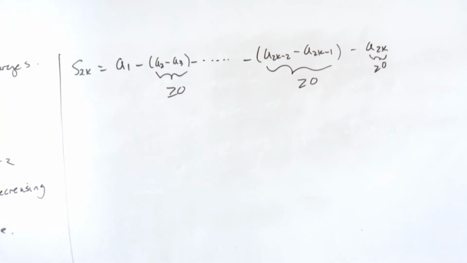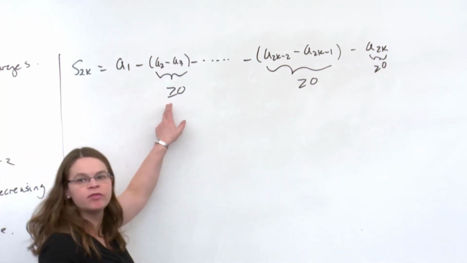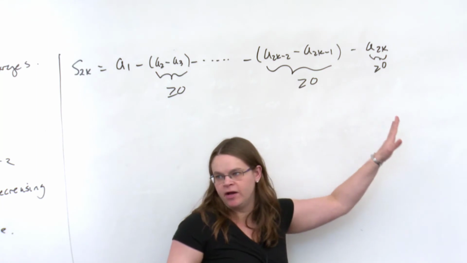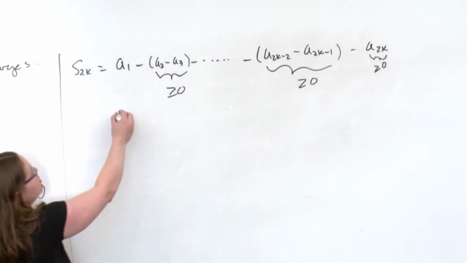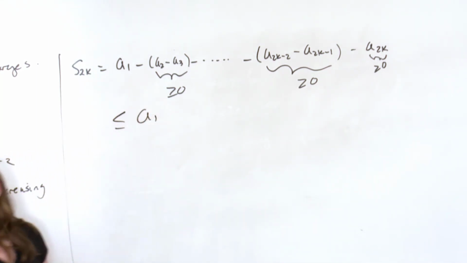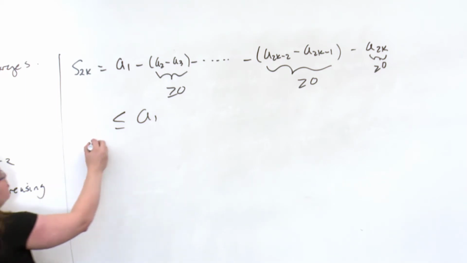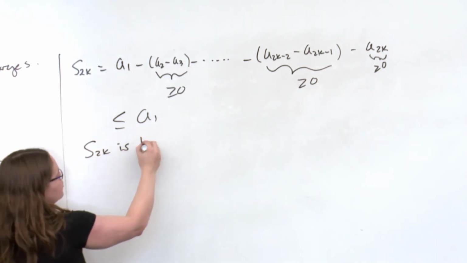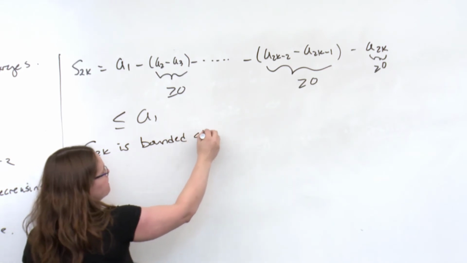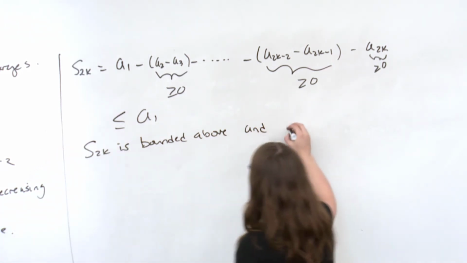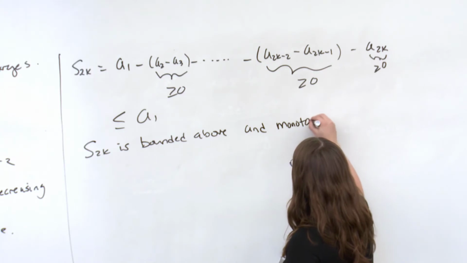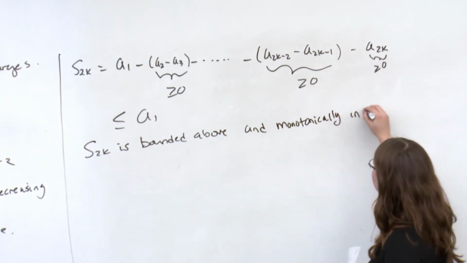So what do I have here? I have a1 minus something positive, minus something positive, minus something positive. Right? Whatever I've got here is certainly bounded above by a1. Because all I'm doing from there is subtracting stuff off. A1 is just a number. I don't know what number it is, but it's some number. So S2k is bounded above. Okay, and we said monotonically increasing.